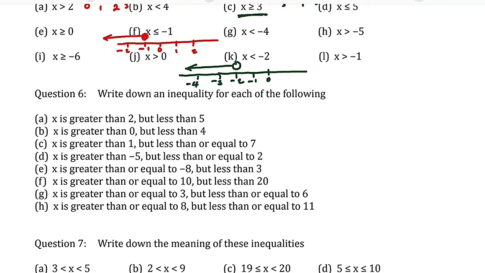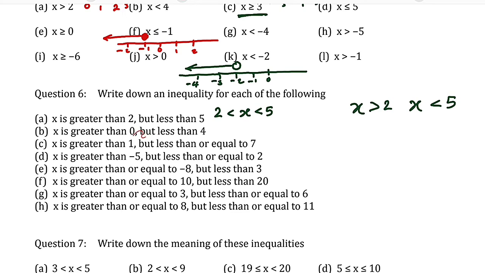So we have question number 6 here, which stated: write down an inequality for each of the following. So let's read them. X is greater than 2, but less than 5. X is greater than 2, and at the same time, x is less than 5. What does it mean? It means that x begins with 2 and stops at 5. So you bring your x to the center. This must be less than 5, and it must be greater than 2. So this is how to present it. It is between 2 and 5.